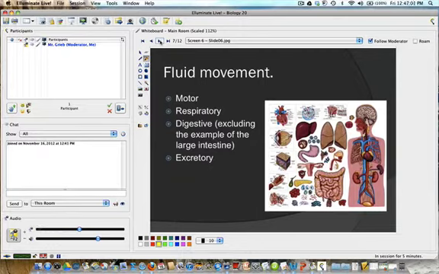Digestion, you have absorption of nutrients through the lining of the digestive tract. So this is fluid movement, water as well, in the excretory system. And we're going to talk about kidneys a little bit later on in this course, but the kidneys are a prime example, again, of fluid movement, where you have waste materials going into the kidneys and being filtered out.